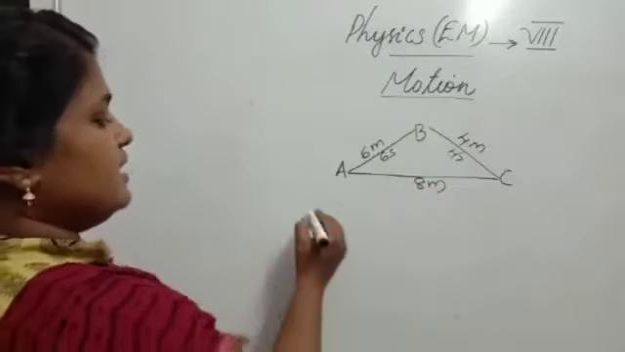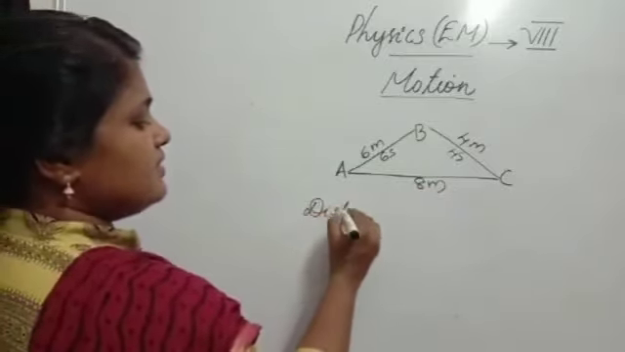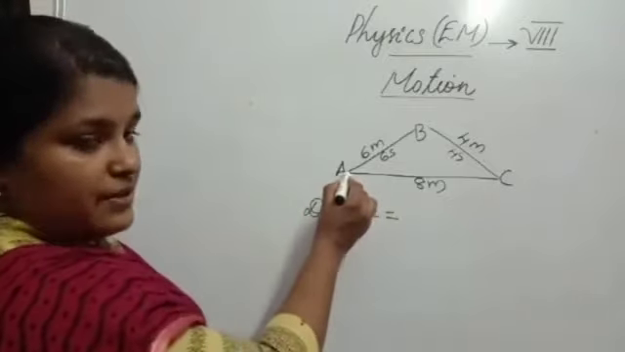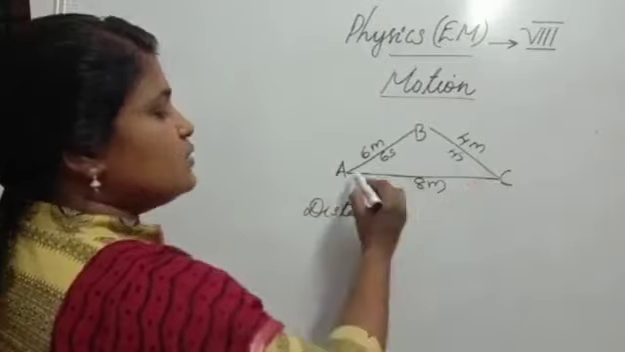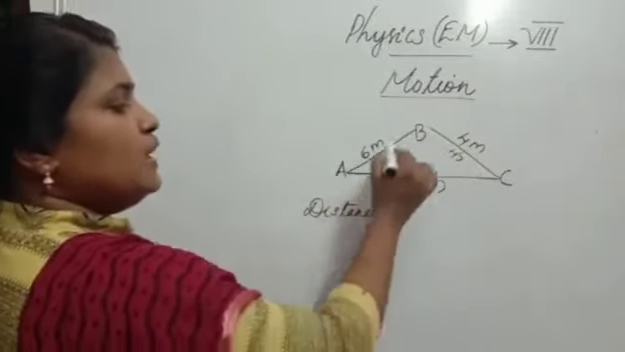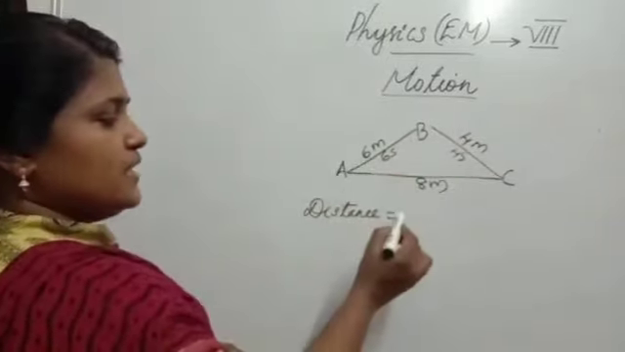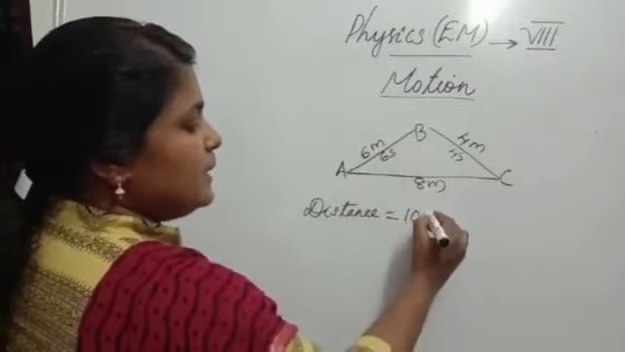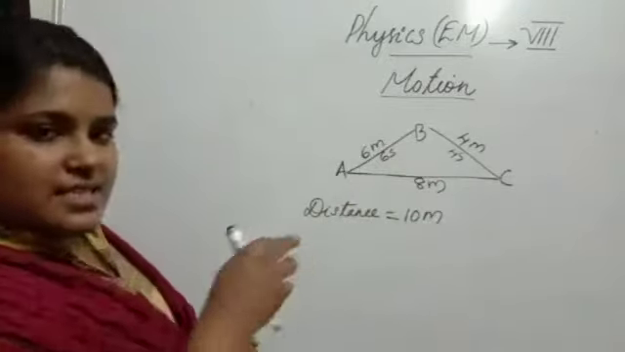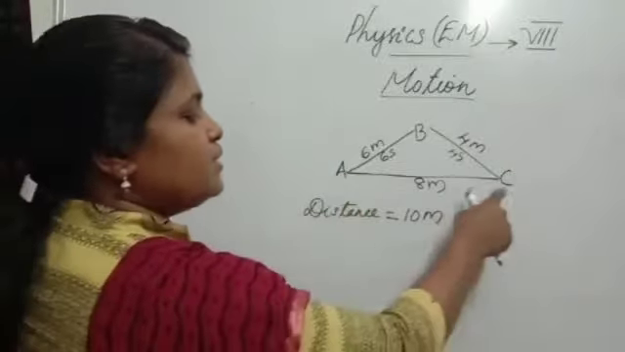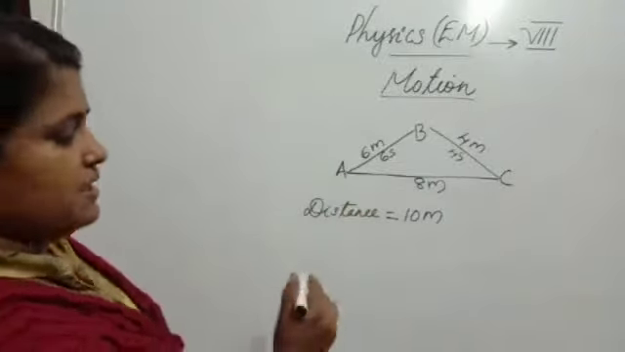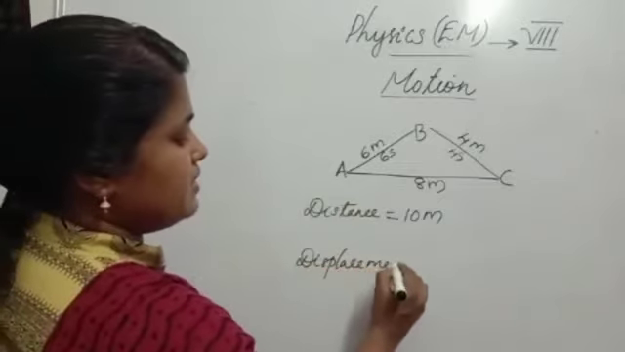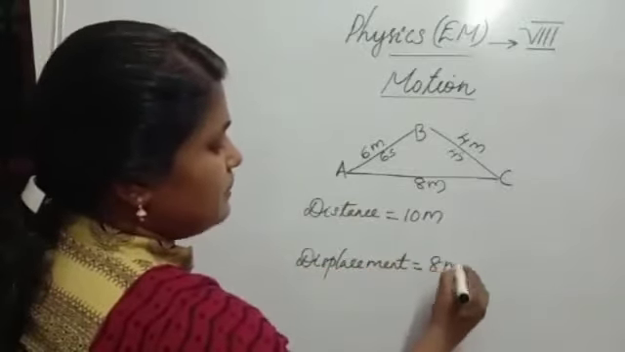So we can say here distance travelled is the distance the person travelled from A to C through the point B. So the distance is 6 meter plus 4 meter, total 10 meter. But the straight line distance between A to C is only 8 meter. That is displacement. Displacement is only 8 meter.